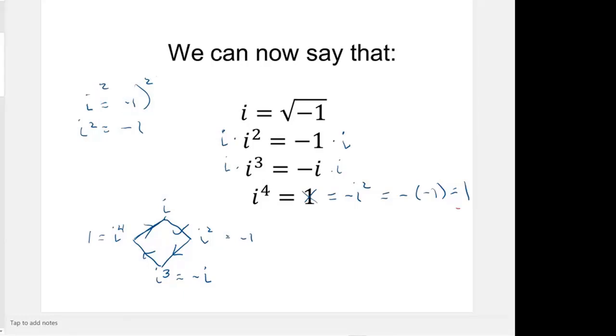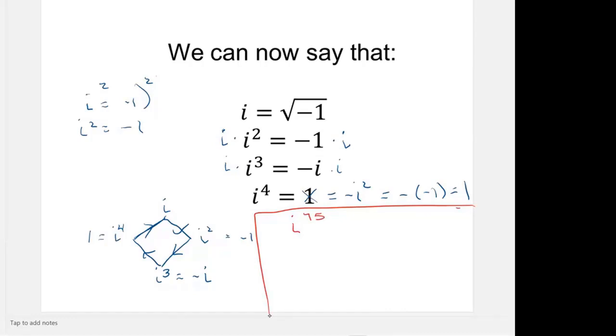Let's say I have i to the 75th power. Remember I said all complex numbers have to be of the form a plus bi? Notice it doesn't say anything about a plus bi to some power. So I have to be able to turn that i to the 75th power into some power where it's either i to the 0 or i to the 1 power.